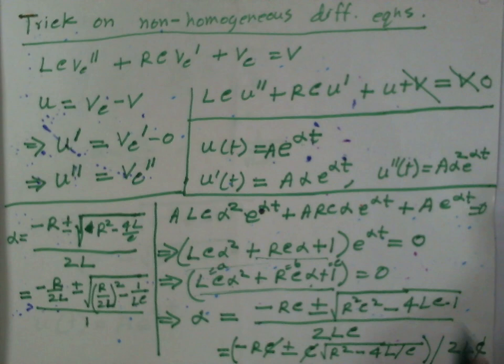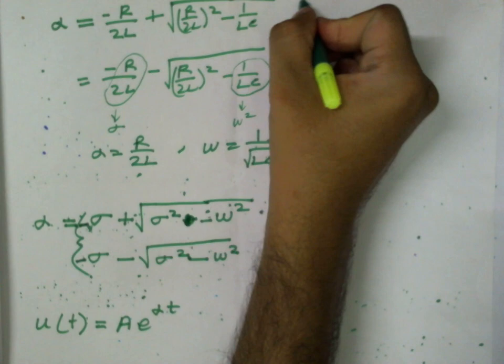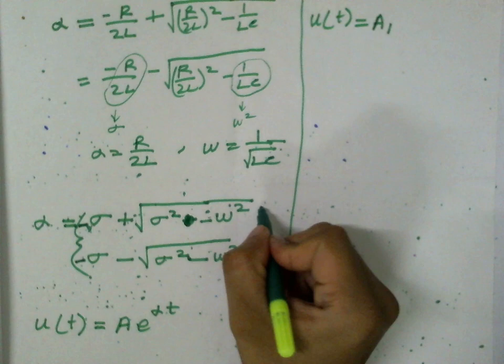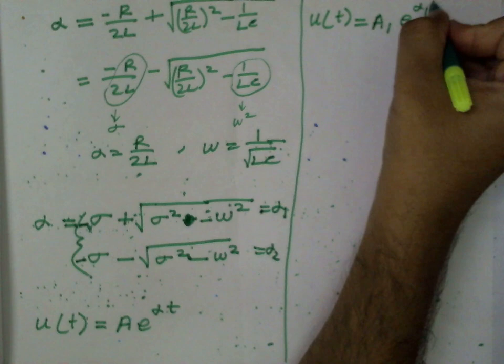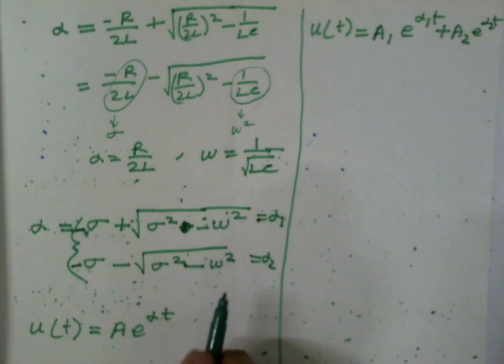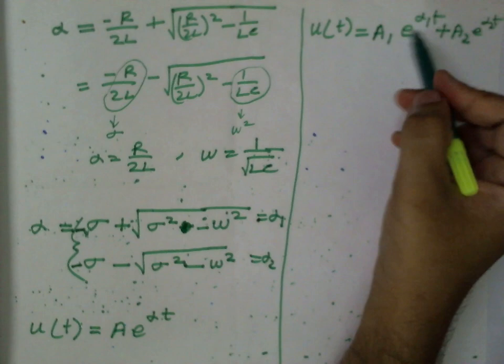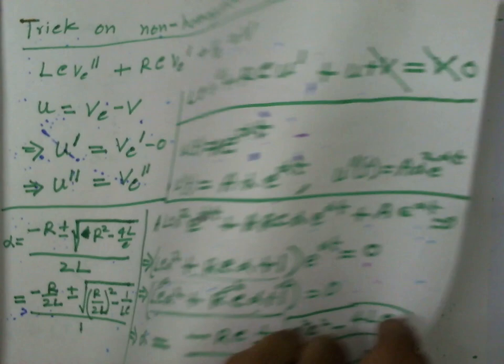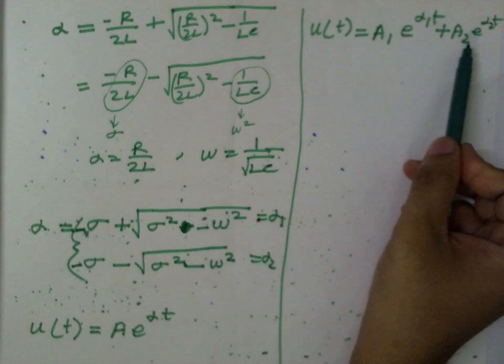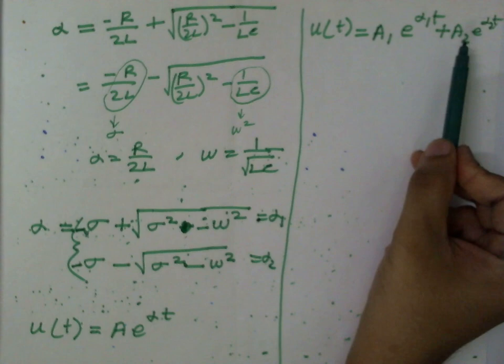Therefore, any combination of the form u(t) equal to a1, if I call this alpha 1 and this alpha 2, e to the power alpha 1 t plus a2, any other coefficient, e to the power alpha 2 t, will also satisfy this differential equation. How to verify that? Just take this part, differentiate it, double differentiate it, put the values of u and u prime here, do the same thing for this, put the values of u and u prime, and you'll see that this is equal to 0. So if you differentiate this once and twice and put it in the differential equation, you'll see it is satisfied. So u(t) takes the form like this.